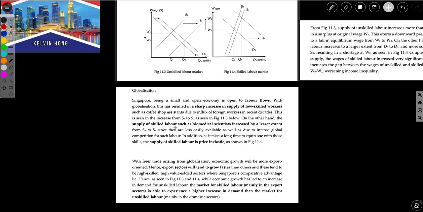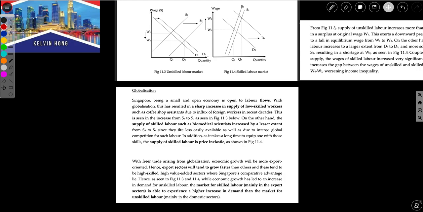On the other hand, the supply of skilled labor like biomed scientists increases by a lesser extent. They are not so easily available. You don't have so many biomedical scientists in the world compared to those who can do a handyman's job. And also because there's a lot of intense global competition for such labor, it's not so easy for Singapore to attract them. Whereas if we are talking about handymen from Malaysia, for example, we don't have to do anything to attract them. They are attracted to us, so they will naturally come.